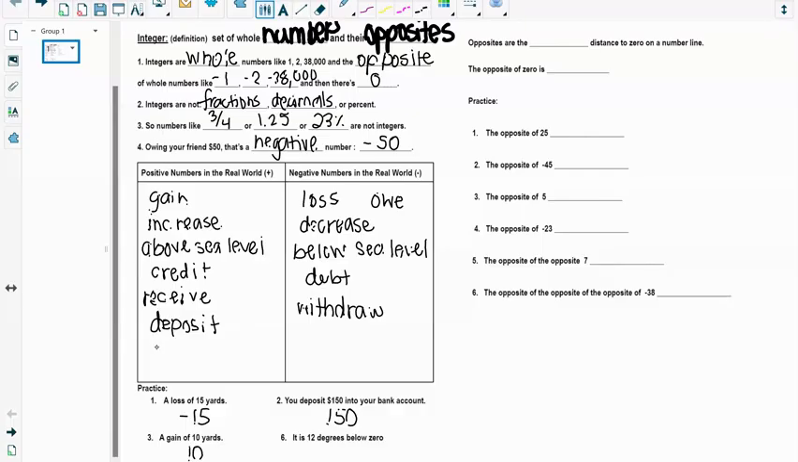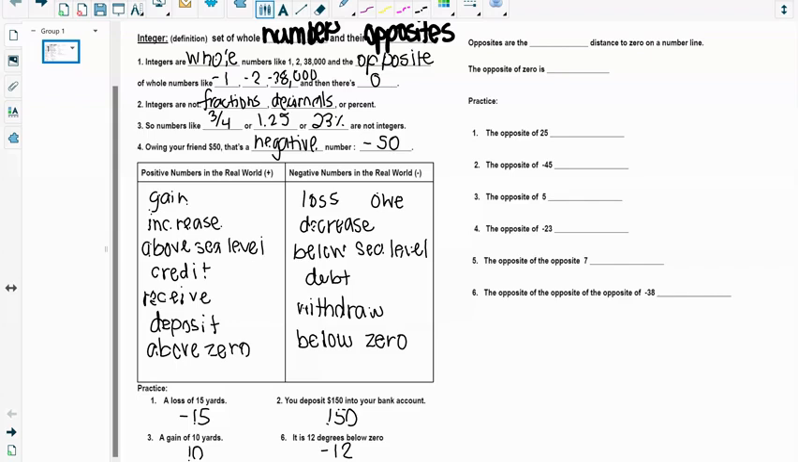When temperature is above zero, it's positive. When it's below zero, like 12 degrees below zero, if you were to look at the weather app, it's going to say it's negative 12 degrees outside.